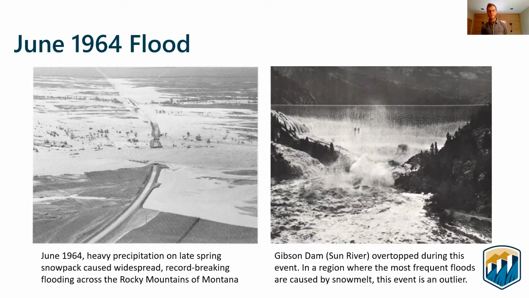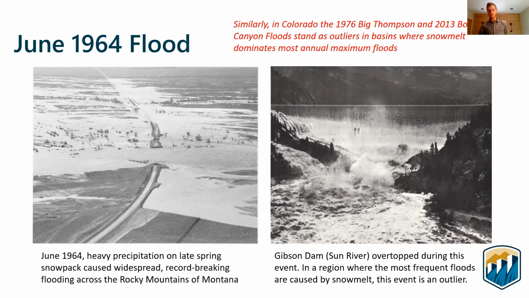Now, one of the reasons this event was such a surprise and an outlier is that most floods in the region are the result of snowmelt, and this flood was the result instead of rain. This is maybe similar to some floods you're more familiar with, like the Big Thompson in 1976 and the Boulder Canyon floods in 2013, basins that are historically snowmelt dominated. Each year, floods are the result of melting snow. And then in these other years, you have these late fall or early summer monsoon precip type events that end up blowing all of the other floods out of the water.